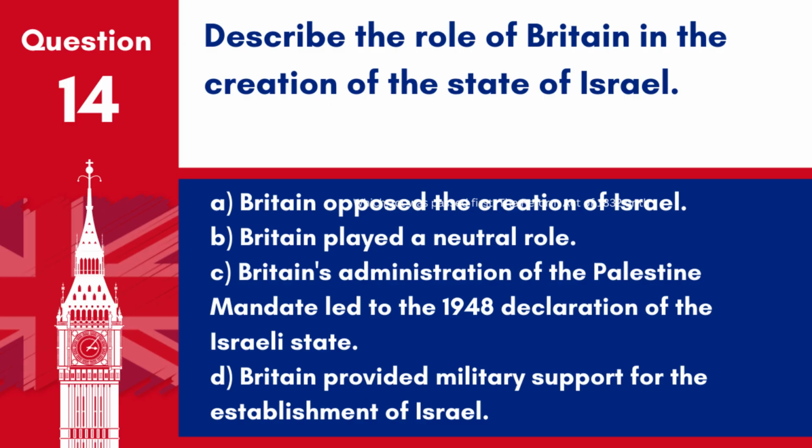Question 14. Describe the role of Britain in the creation of the State of Israel. A. Britain opposed the creation of Israel. B. Britain played a neutral role. C. Britain's administration of the Palestine Mandate led to the 1948 declaration of the Israeli state. D. Britain provided military support for the establishment of Israel.